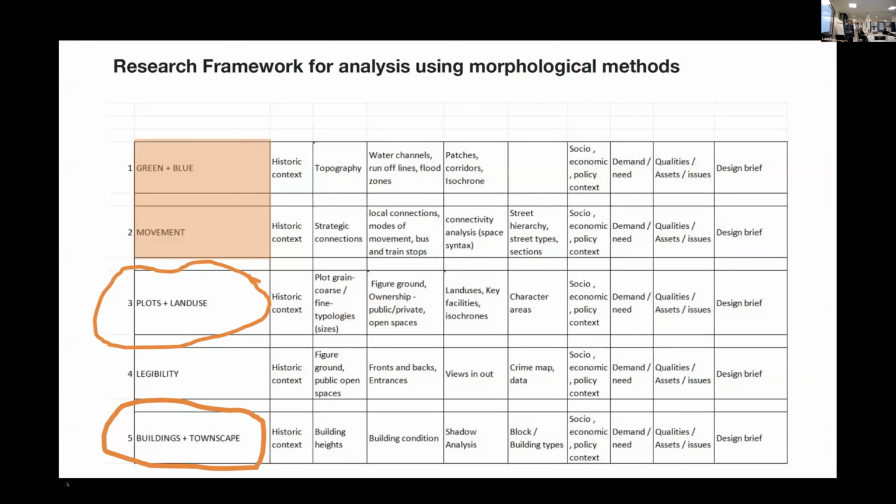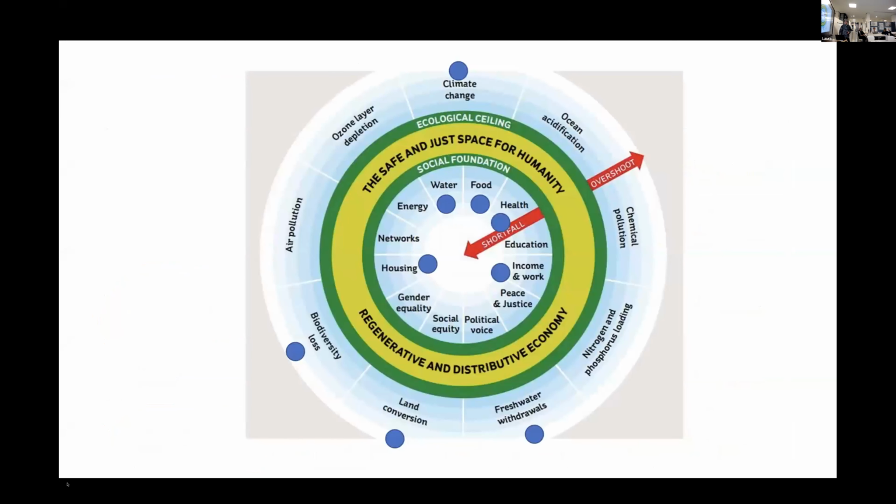And when we do our research, which we've done with the whole team, this is just a framework on what we need to find out. We know that there are green and blue networks, there are movement systems that are positive, but how? We develop the blocks, the plots, and land use in the buildings, which is where I think the innovation comes out, in order for us to be able to deliver a safe and just space for humanity without overshooting the ecological ceiling.